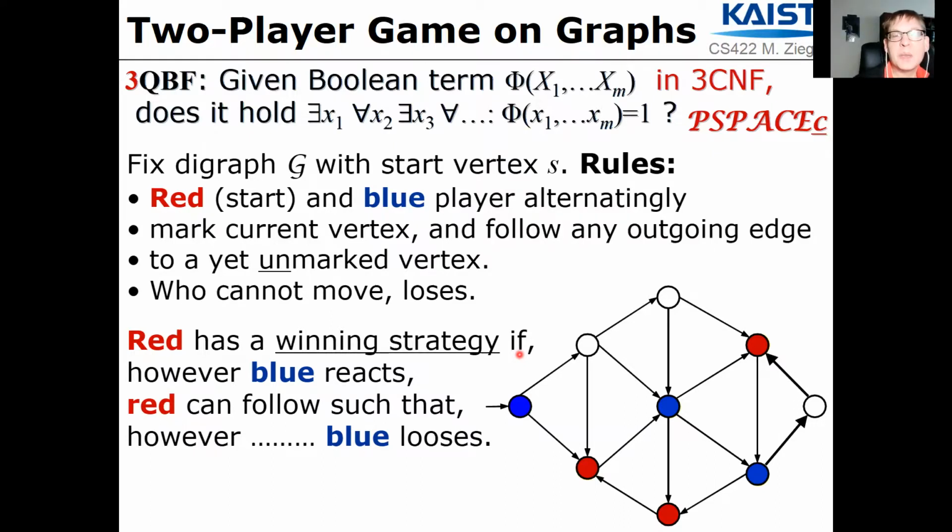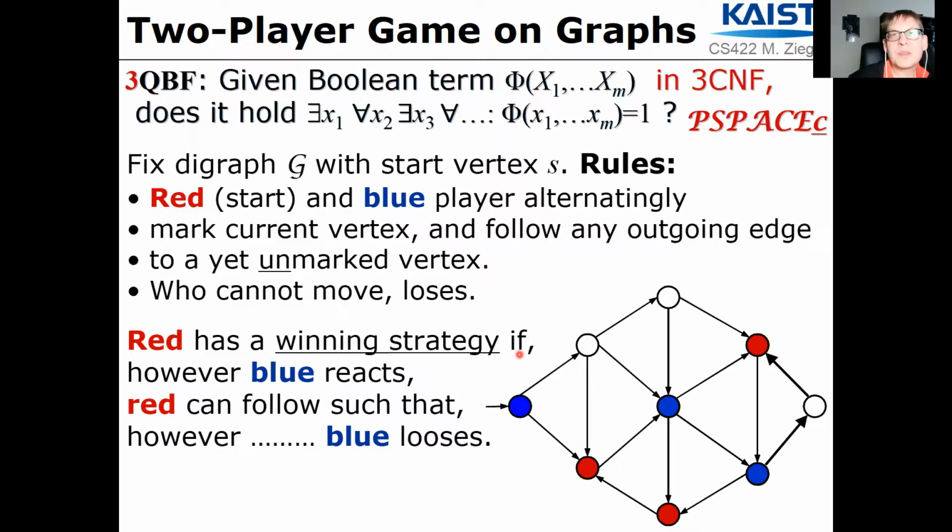Similarly, you can consider a winning strategy for blue. A winning strategy for blue is, however, that blue proceeds in a way such that however red reacts, blue can follow up such that however red reacts, and so on. In the end, red loses and blue wins.